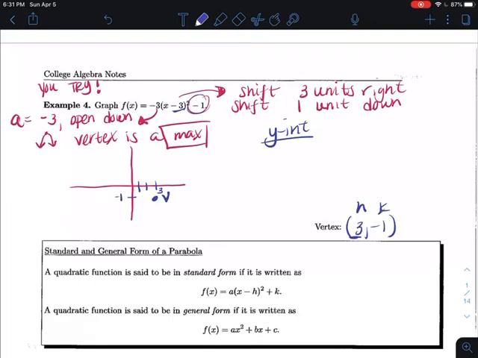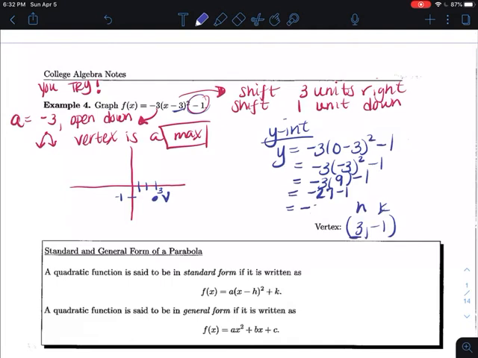Again, to find the y-intercept, you let x equal 0. So this is y equals -3 times (x minus 3) squared minus 1. In place of x, I'm going to put (0 minus 3) squared minus 1. So this is -3 times (-3) squared minus 1. -3 squared is +9, minus 1. And then I need to do -3 times 9, which is -27. You still have that -1 behind it. And when you simplify, you get -28. So my graph is going to cross the y-axis at -28.